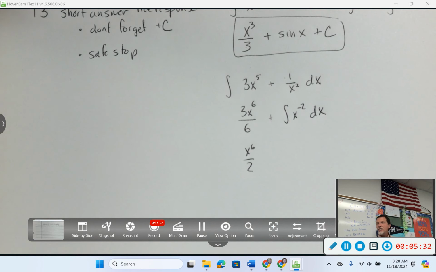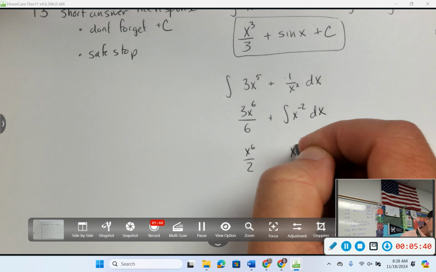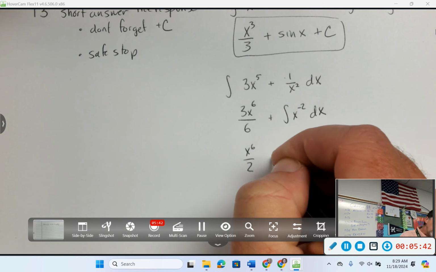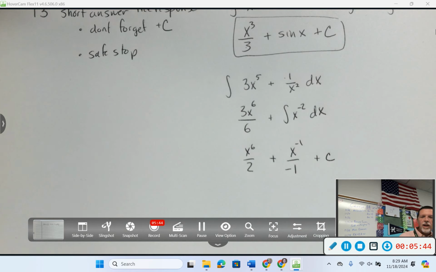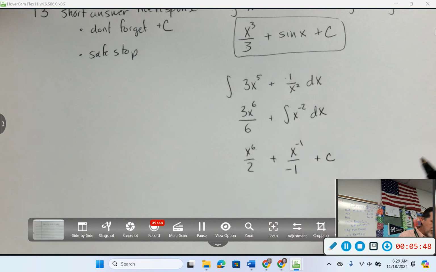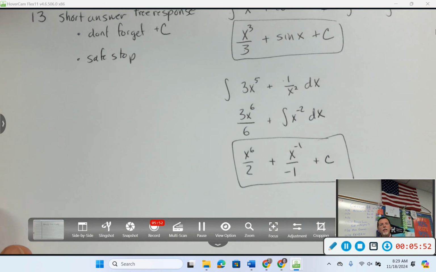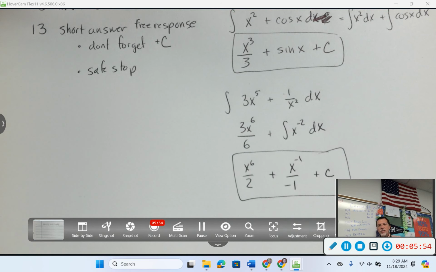You need to change it to an exponent, at least in your head. You may not have to write it down, but at least in your brain you change it to an exponent. Then you can increase the power by 1 and divide by the new power. And that's a safe stop. But you could also change it, but I'll box it up because safe stops are okay. So the short answer allows for safe stops.